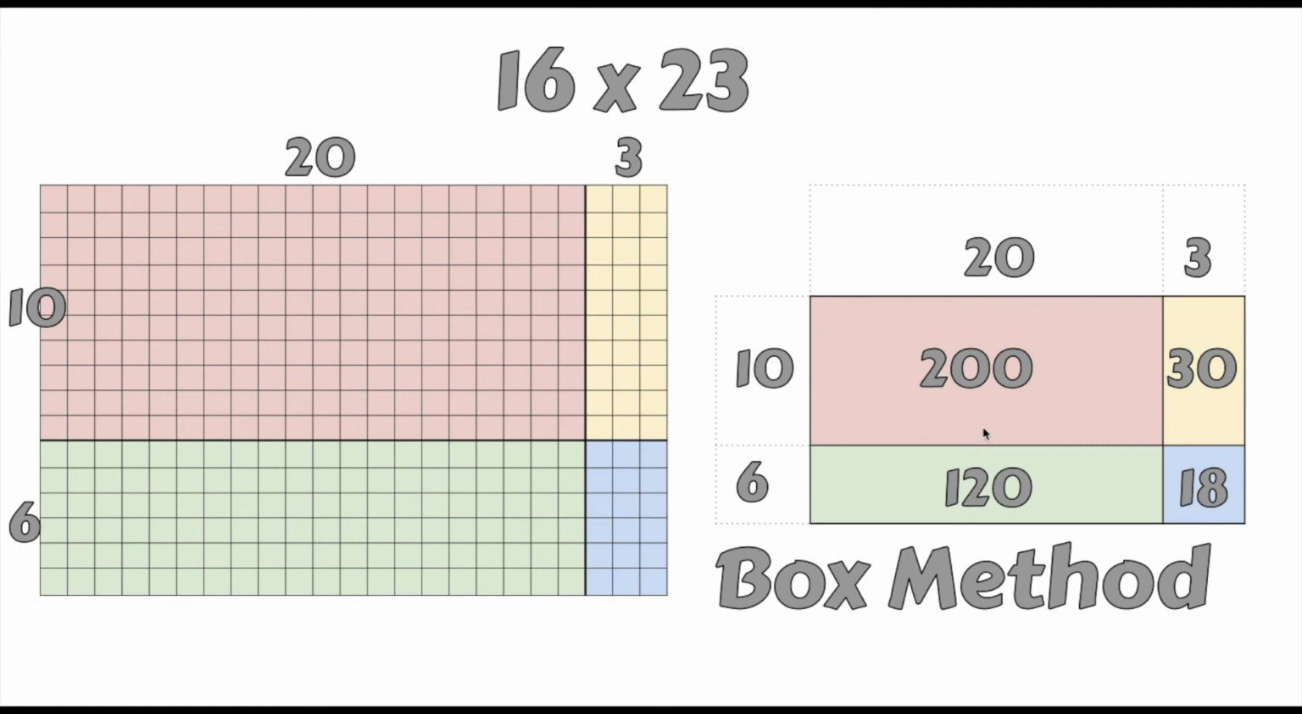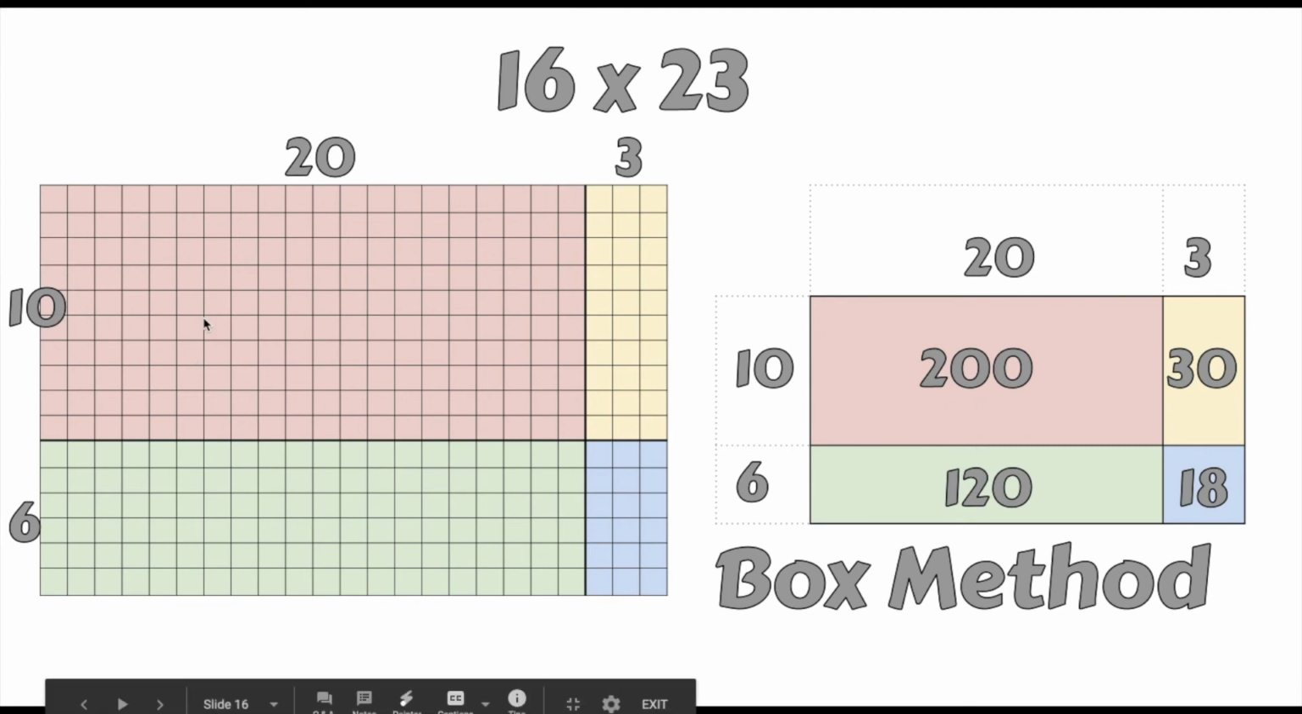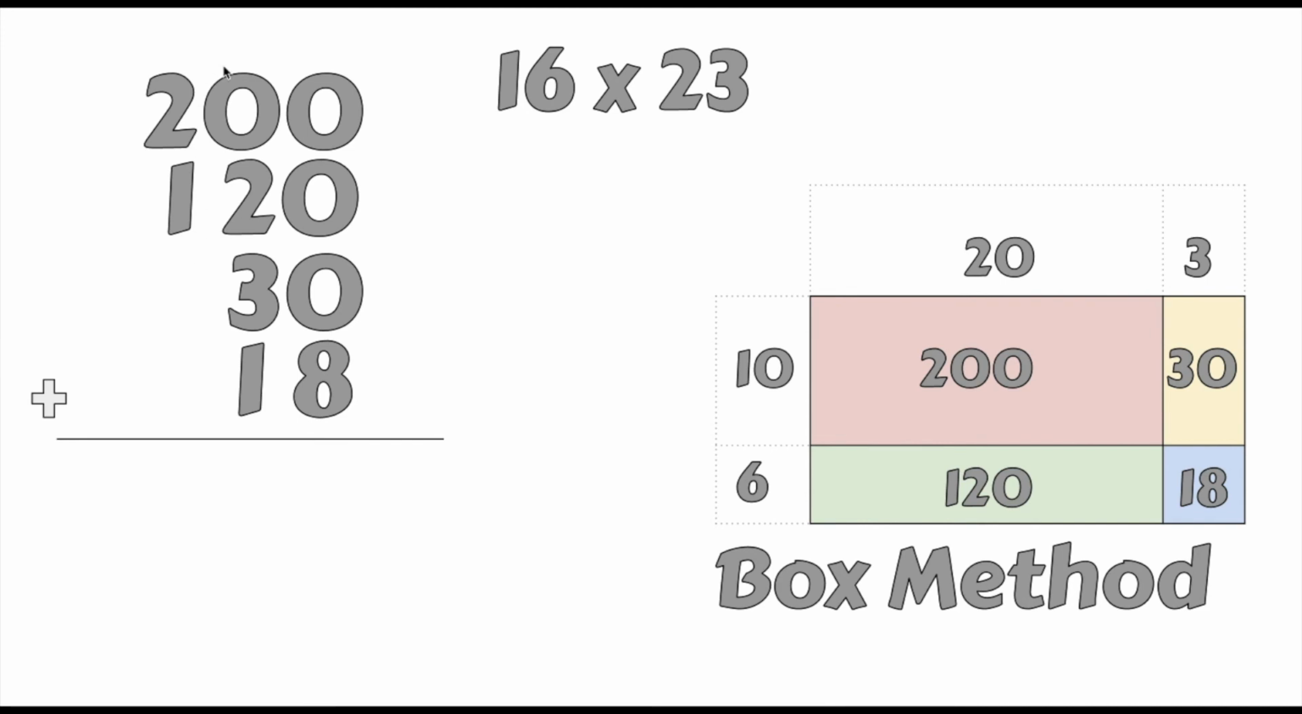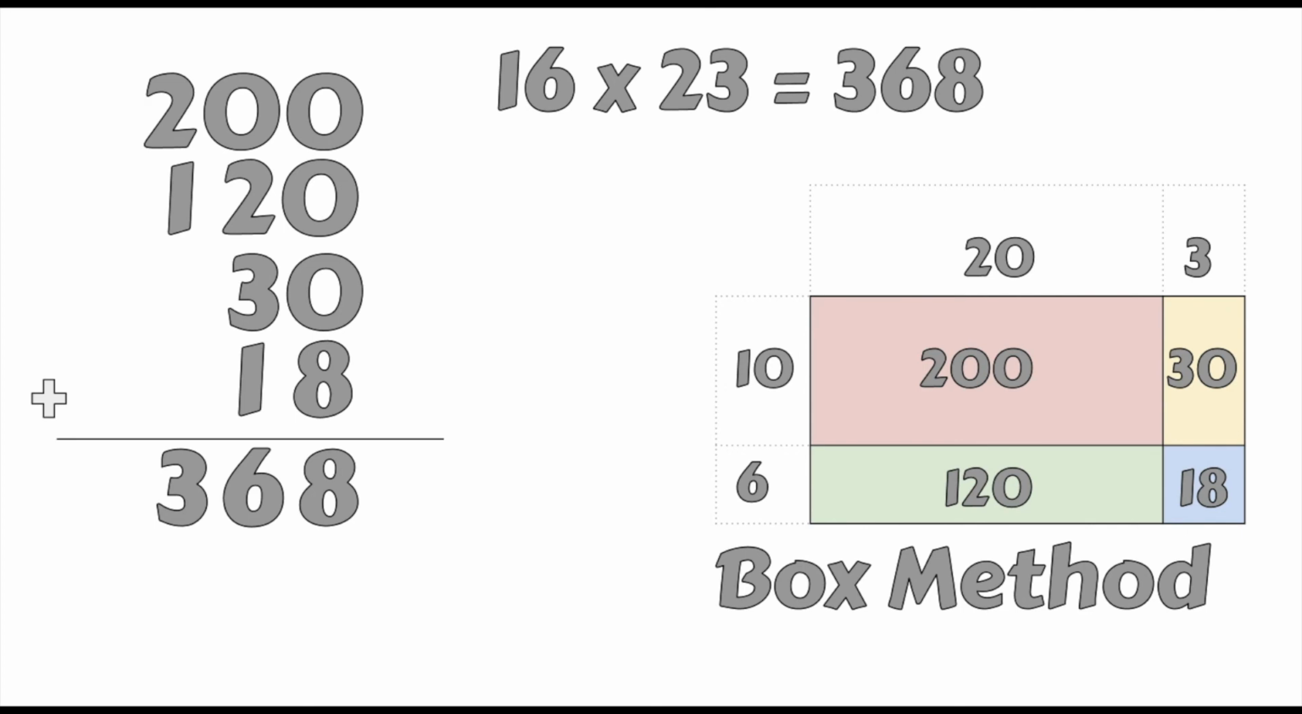And now I just need to combine all those numbers to figure out the total number of squares for all of this. If I line up my numbers by place value, my ones place, 0 plus 0 plus 0 plus 8. Easy, it's just 8. 0 plus 2 plus 3, that's 5. Plus 1 more is 6. And then 2 and 1 make 3. So it looks like 16 times 23 equals 368.